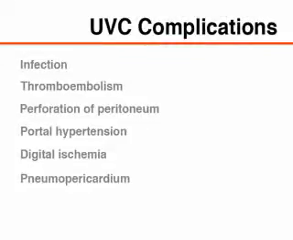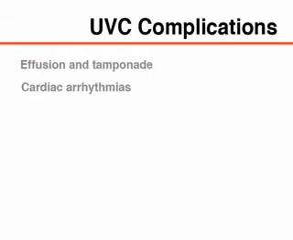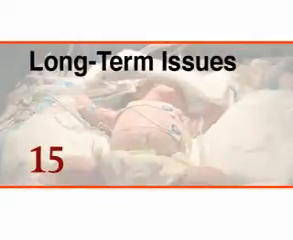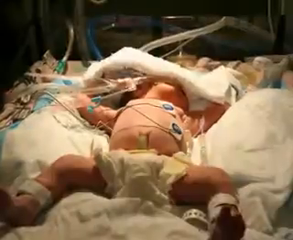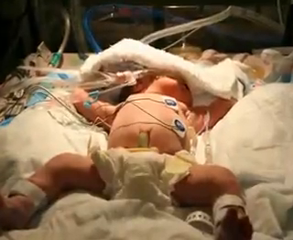Complications associated with UVCs include infection, thromboembolism, perforation of the peritoneum, portal hypertension, digital ischemia, and pneumopericardium. When placed in the wrong position, UVCs can cause pericardial effusion and tamponade and cardiac arrhythmias. Umbilical catheters should be removed when complications occur.